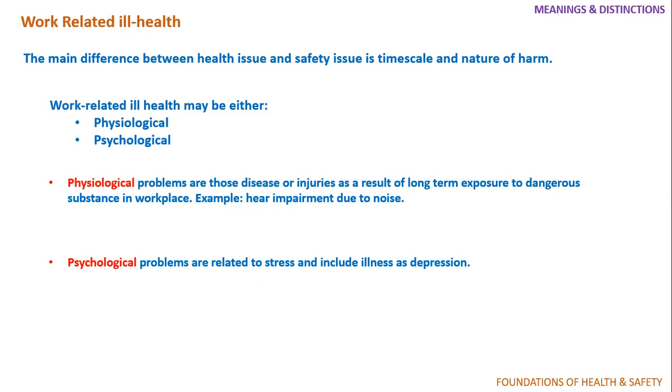So the work related ill health may be either physiological or psychological. So what are the physiological factors of ill health? The physiological problems are those diseases or injuries as a result of long-term exposure to the dangerous substance in the workplace. For example, hearing impairment due to noise. Now next is psychological. The psychological problems are related to stress and include illness or depression.